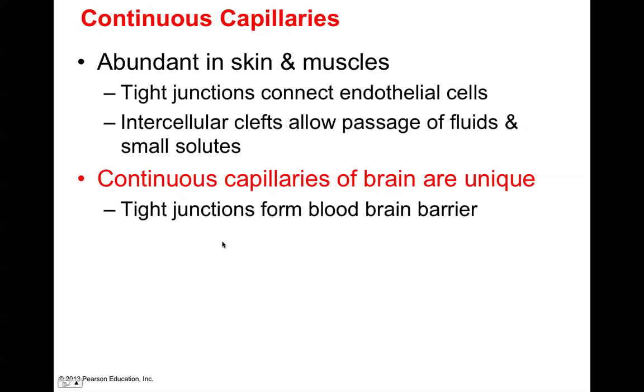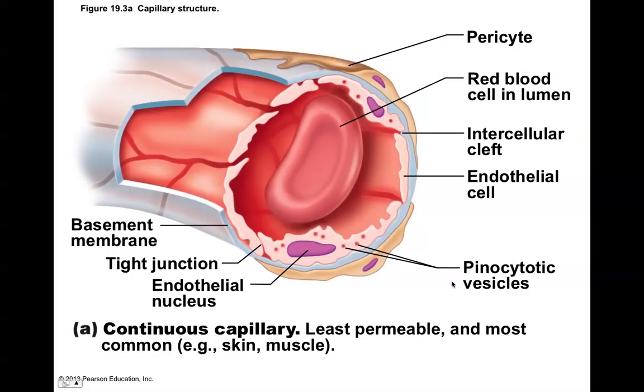Continuous capillaries are abundant in your skin and muscles. There are tight junctions that connect the endothelial cells together, but there are intercellular clefts that allow passage of fluids and small solutes. The continuous capillaries of the brain are very unique. They have tight junctions which form what we refer to as the blood-brain barrier. And here's a figure of the continuous capillary. They have some permeability, but they're the least permeable of the three types of capillaries, and they're also the most common.